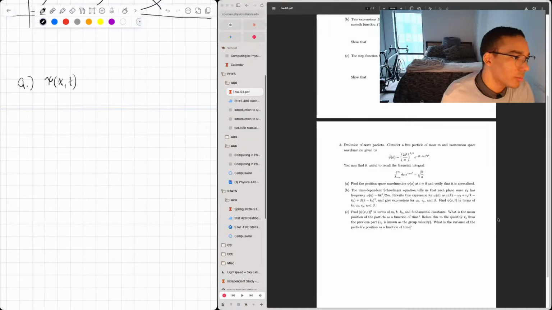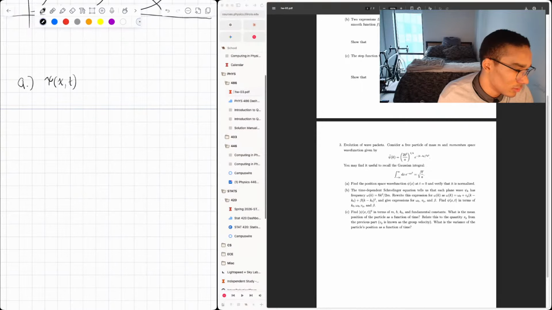Increase music sound a little bit. Okay, increased it a little bit.